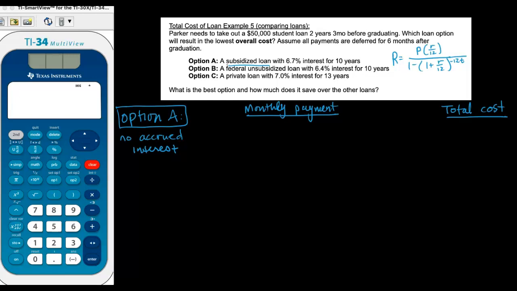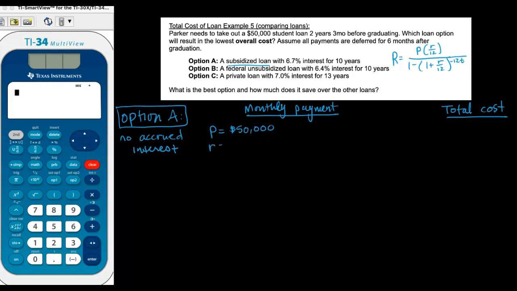So all we have to do is jump into the monthly payment, because if we want to find the overall cost, the first step is finding the monthly payment. And then we can use the monthly payment to find that overall cost. So for the monthly payment, we're going to use the monthly payment formula, which is right here. And our principal is just going to be the loan amount, so $50,000, because remember, the government pays that interest while Parker's in school.